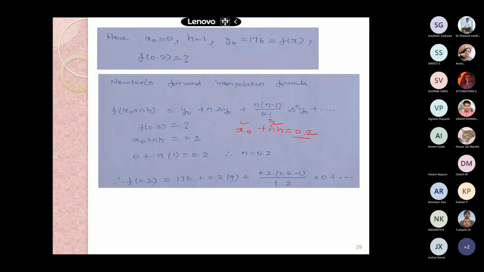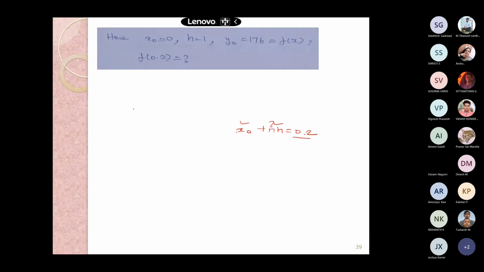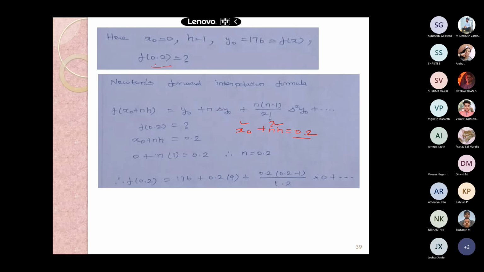This is the y naught, this is the x naught, this is h, and this is the required f of x. So equate this with f of x naught plus n into h, and try to find the value of n. Once n is known, the rest are known. Then apply the values in the given Newton forward interpolation formula. Y naught is equal to 176 plus n, which is 0.2, times delta y naught.